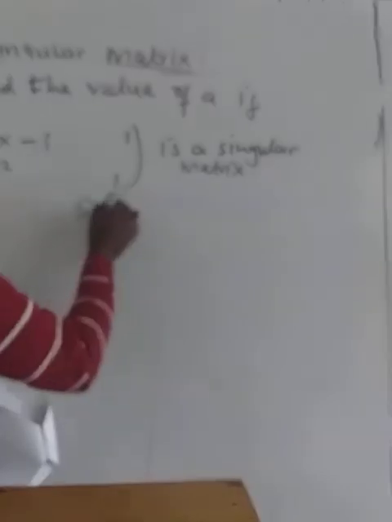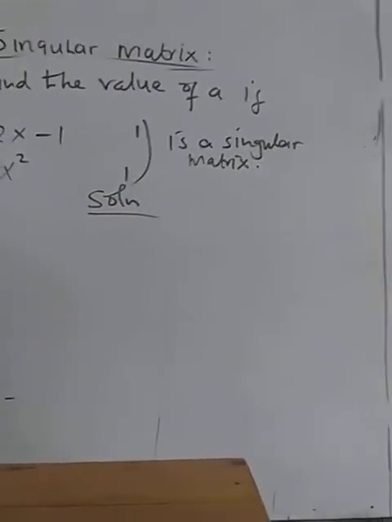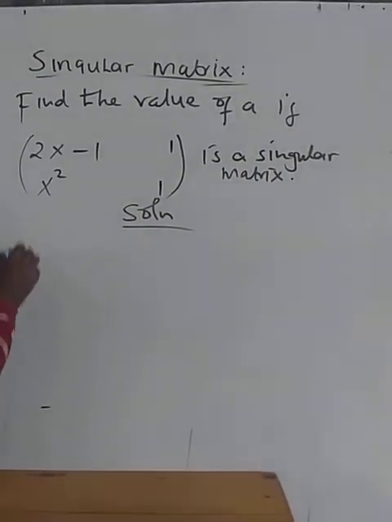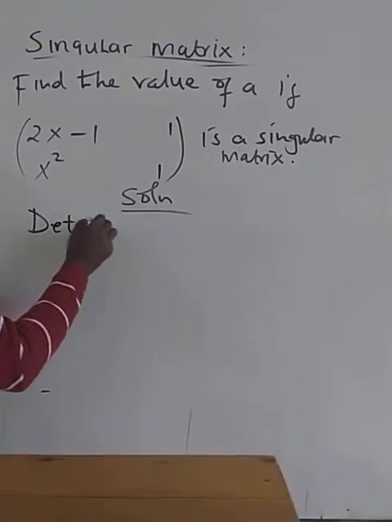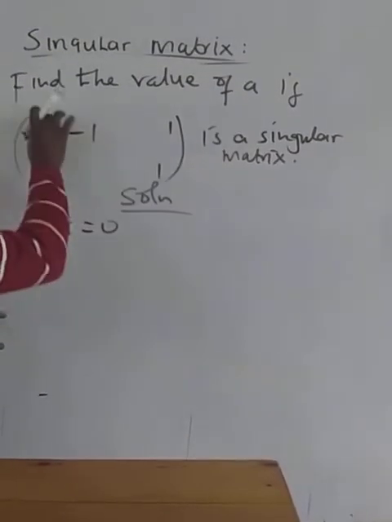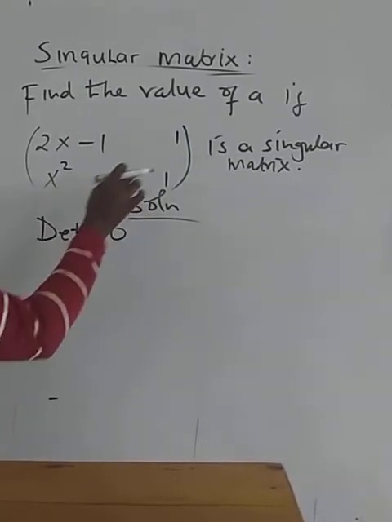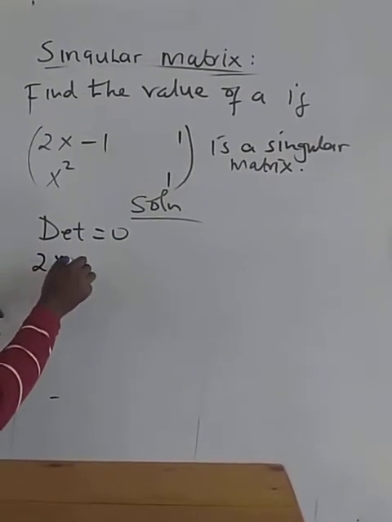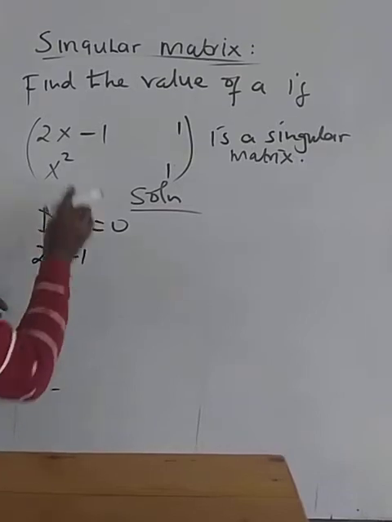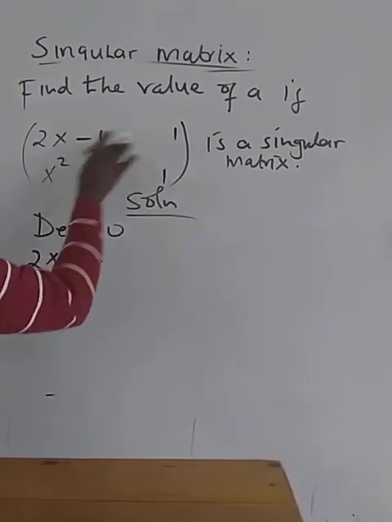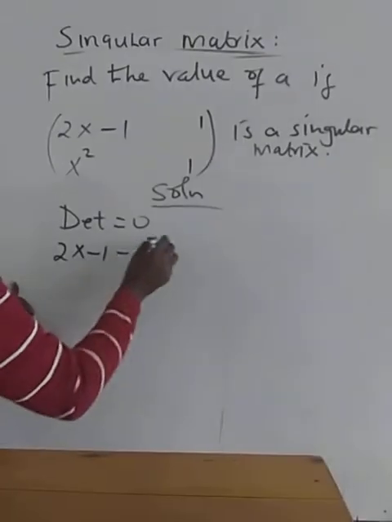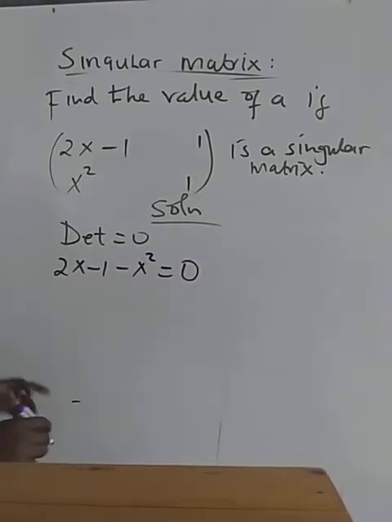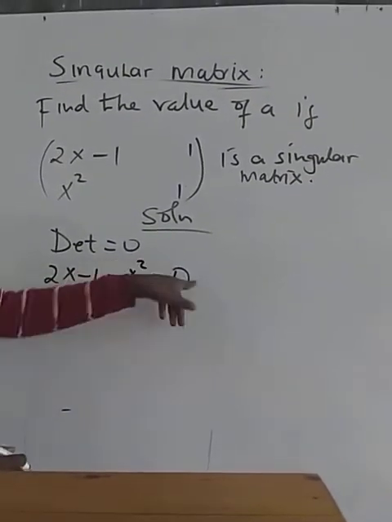Now we find the solution. Still remember, if it is a singular matrix, the determinant equals 0. The determinant of this one is given by this times this, 2x minus 1, then minus this times this, x squared, equals 0. Still, this is a quadratic equation.